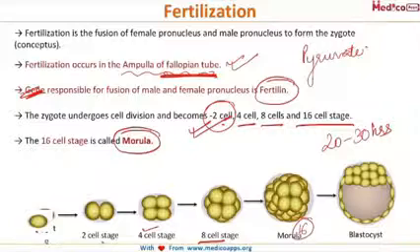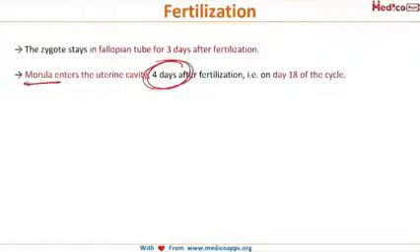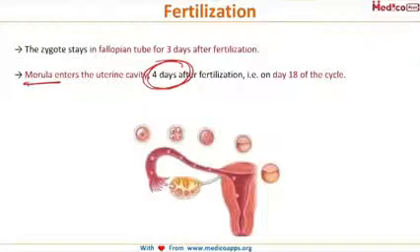Now, all this while, when the division is occurring, the formed zygote is also traveling from the ampulla of the fallopian tube towards the uterus. So, when does this zygote enter the uterus? It is on the 4th day of fertilization. That is, after traveling for 3 days in the fallopian tubes, the morula enters the uterine cavity on the 4th day of fertilization. And the same thing has been depicted in this diagram. You can see the cell division continuing as well as the movement of the zygote towards the uterus.